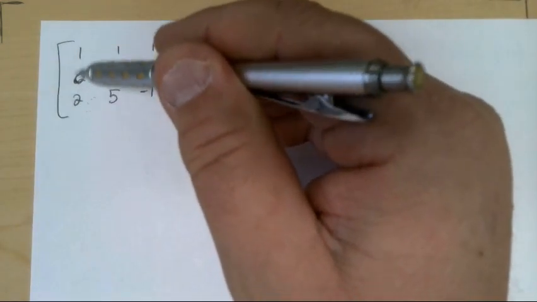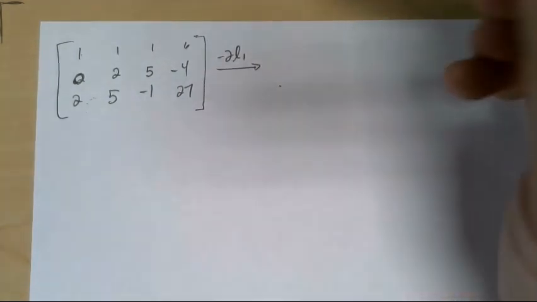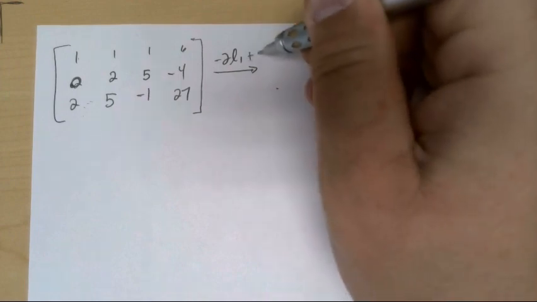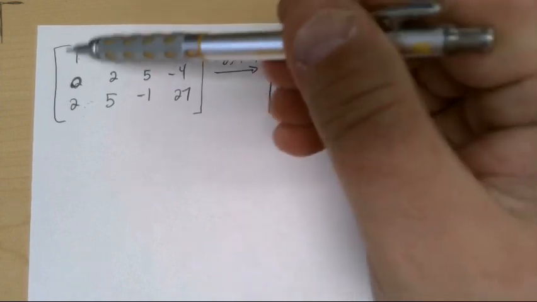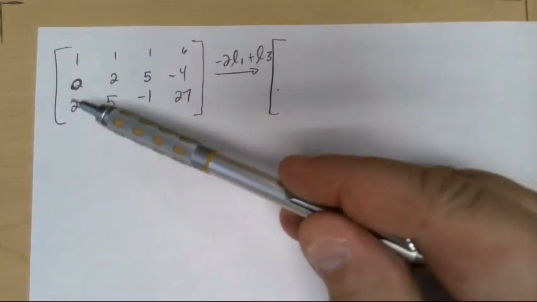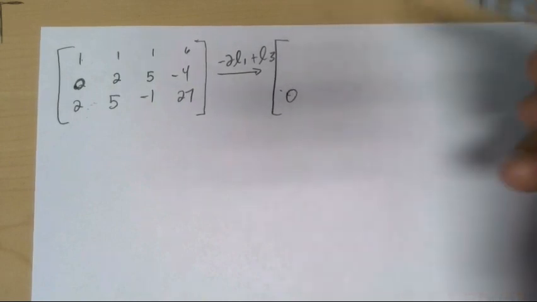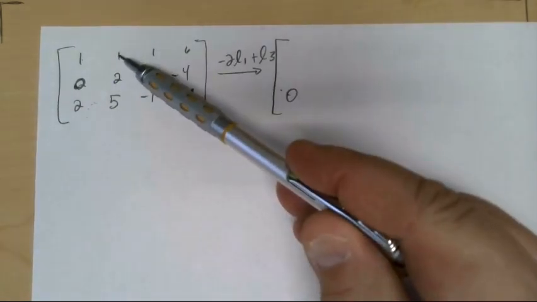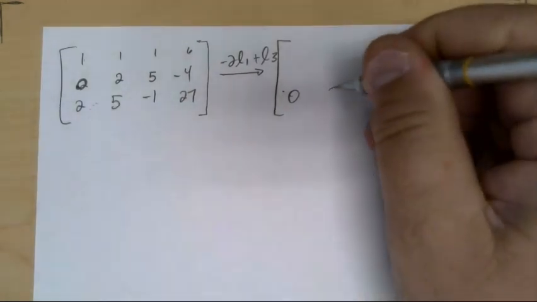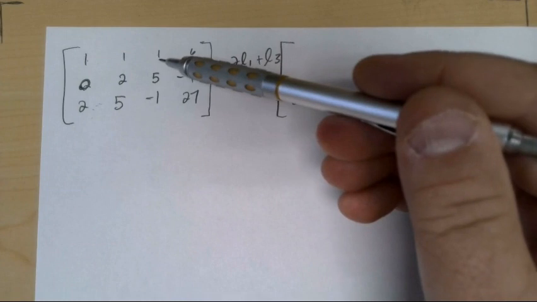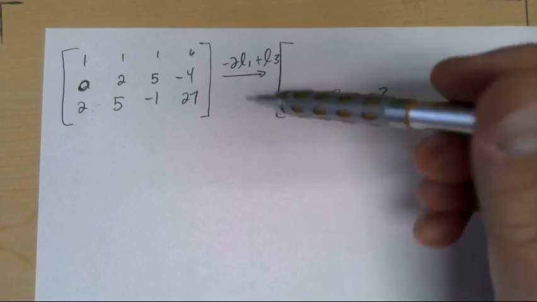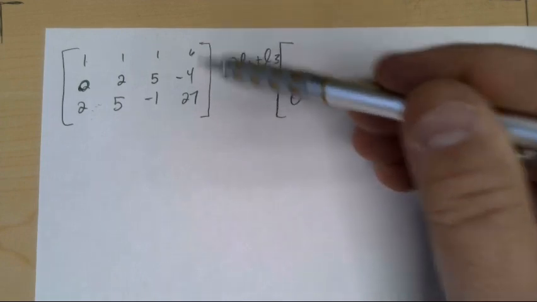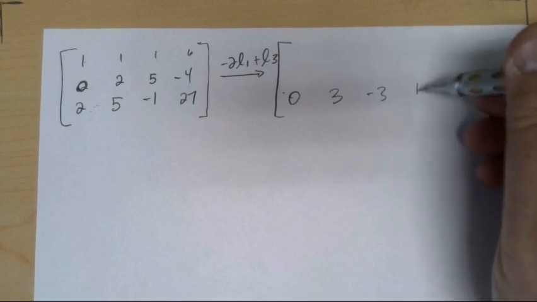So I need to add a negative 2 to that, which means I need to turn that into a negative 2. So 1 times negative 2 is negative 2, and then I'm going to add that to line 3. So negative 2 times 1 is negative 2. Negative 2 plus 2 is 0. Negative 2 times 1 is negative 2. Negative 2 plus 5 is 3. Negative 2 times 1 is negative 2. Negative 2 minus 1 is negative 3. Negative 2 times 6 is negative 12. Negative 12 plus 27 is 15.